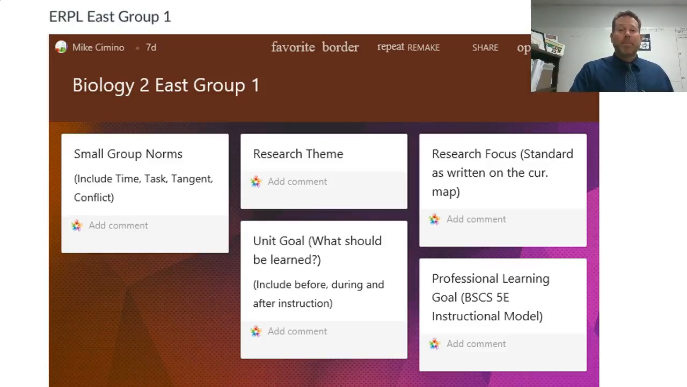But right now, you can put in your research focus, because the research focus is that standard that your small group has selected. So in your curriculum map, and if you didn't bring your curriculum map, on this Canvas site there's a link to the curriculum map, you write down word for word what that standard says, no matter how long it is. Just write it in on there, because you need to have the complete standard written there so that you keep revisiting that at each ERPL.